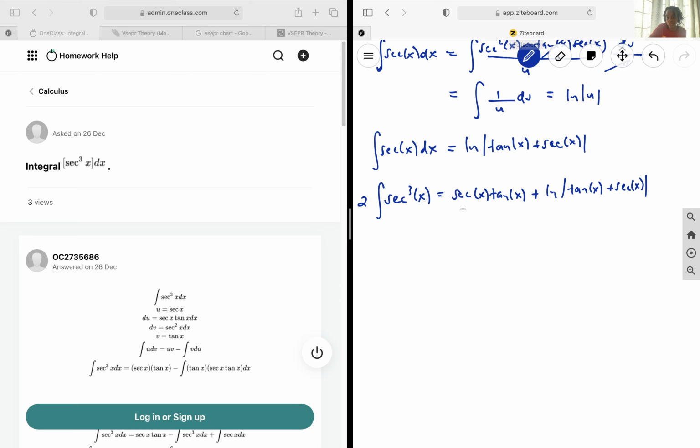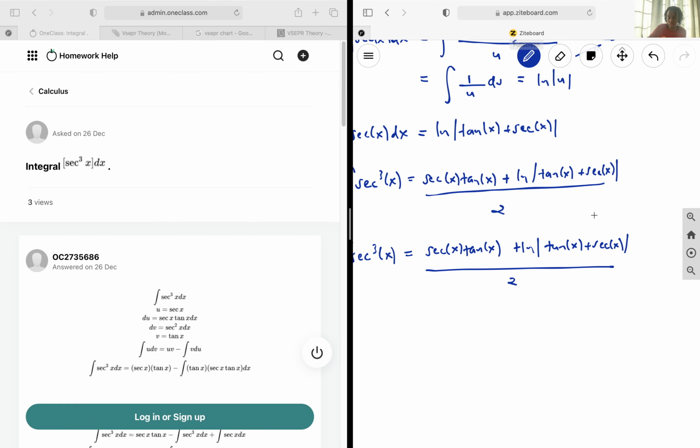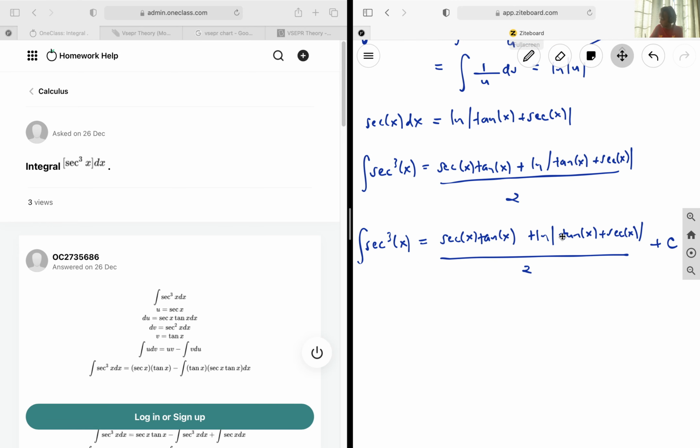Actually, let's move over the 2 first, so over 2. And so we got the integral of secant cubed x is equal to secant x tan x plus the ln of the magnitude of tan x plus secant x all over 2. And then now is when we can add our plus c, because this is our final product. So plus c. And that is going to be our final answer.